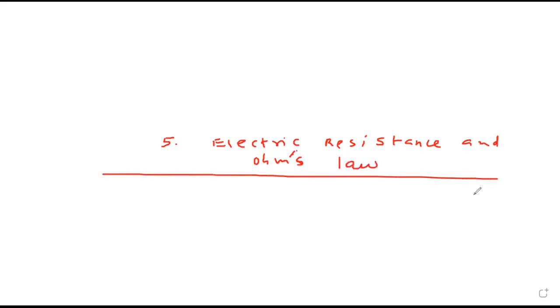What is the meaning of electric current? See, there are two branches of electricity. One is static electricity, that is called electrostatics. Then moving charge, that is called electromagnetism. In that, we are starting with the first chapter, current electricity, which is actually given as electrical resistance and Ohm's law.